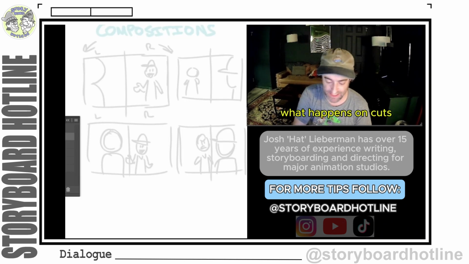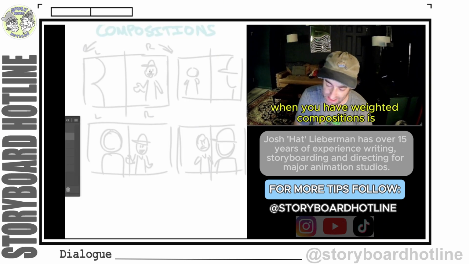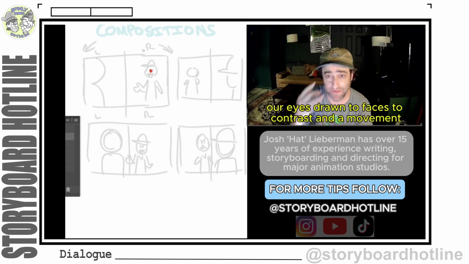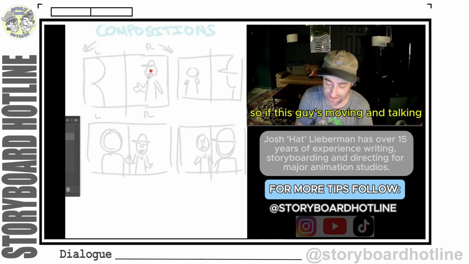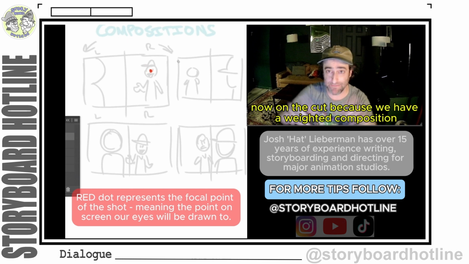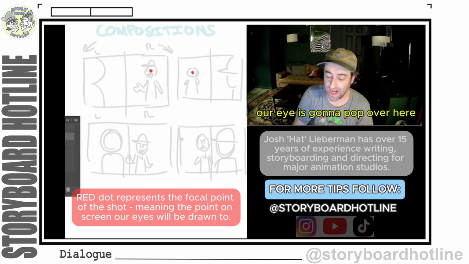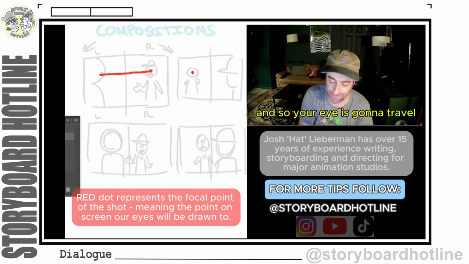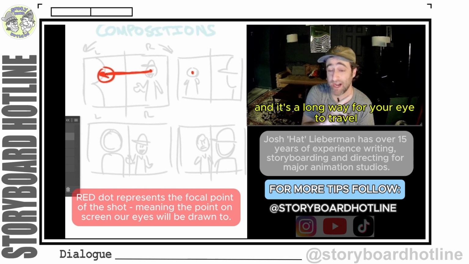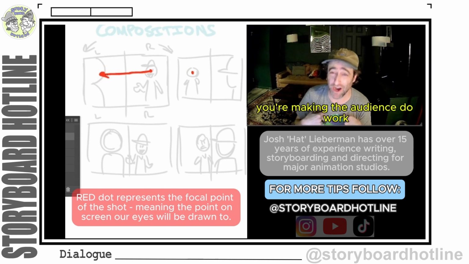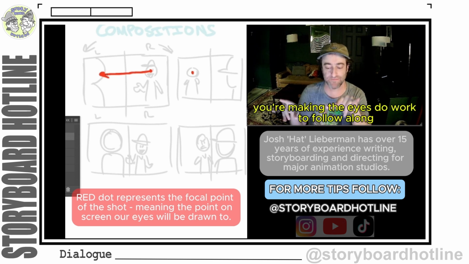What happens on cuts when you have weighted compositions is, if this guy's talking here, where this red dot is, our eye's gonna go here. Our eye is drawn to faces, to contrast, and to movement. So if this guy's moving and talking, our eye's gonna go over here. Now on the cut, because we have a weighted composition, our eye is going to pop over here to the other side of the screen, technically. And so your eye is going to travel, if you imagine these two shots overlaid, from there to there. And it's a long way for your eye to travel, especially when you're watching things on a big screen. And what that means is essentially you're making the audience do work. You're making the eyes do work to follow along.